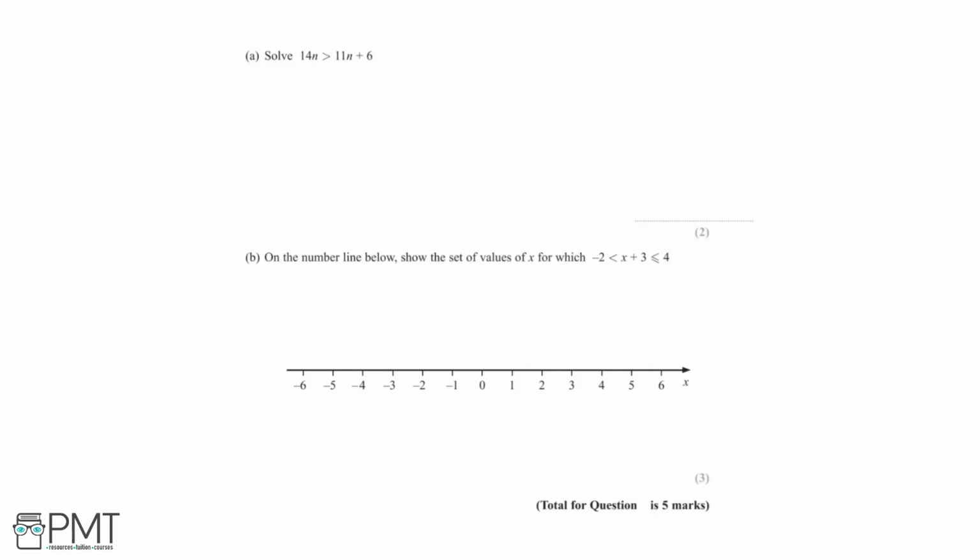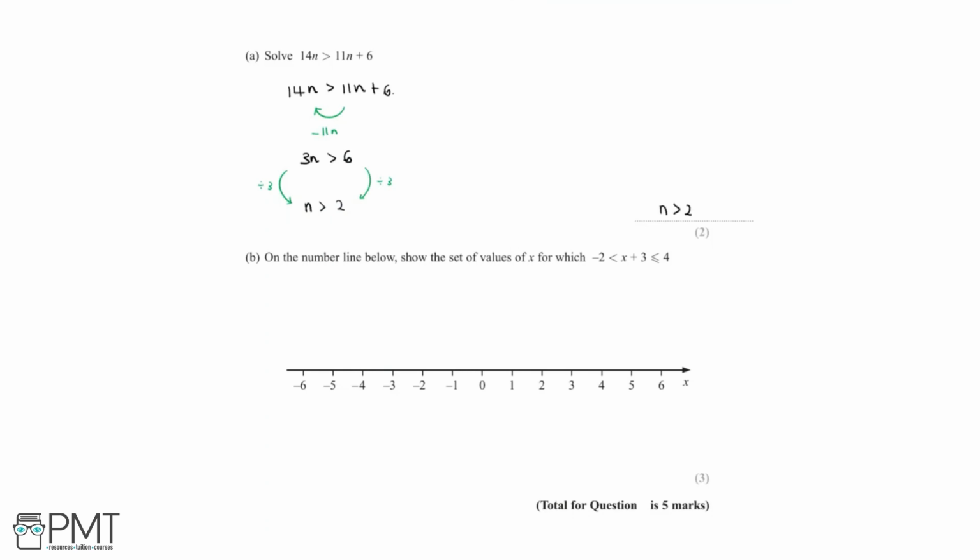In part A, we're asked to solve 14n is greater than 11n plus 6. Well, let's start by moving the 11n over to the other side. So 14n take away 11n is equal to 3n, and so we're left with 3n is greater than 6. Now to find the value for n, we can divide both sides by 3, and so we end up with n is greater than 2, which we can write down in our answer box.